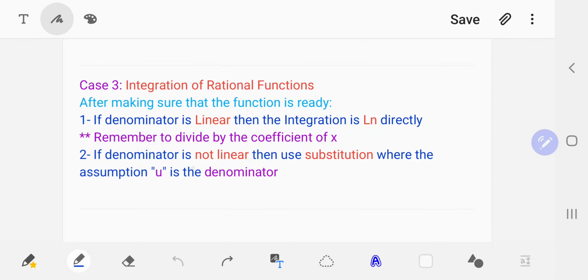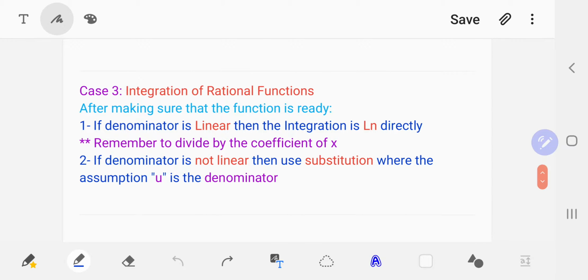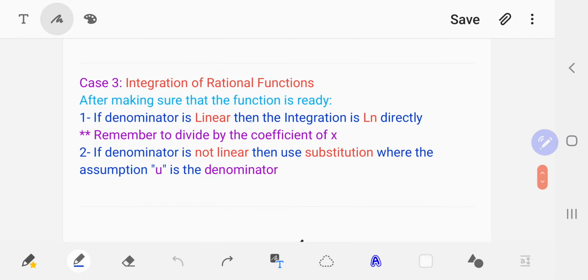And if the denominator is not linear, then you have to go to the substitution method by assuming that the denominator is equal to your assumption u. Of course, there are other cases, but I'm not going to talk about them now. There are other ways like partial fractions and integration by parts that can be used, but these are not our focus point here. So I'm going to keep talking about only if it's linear or non-linear here.